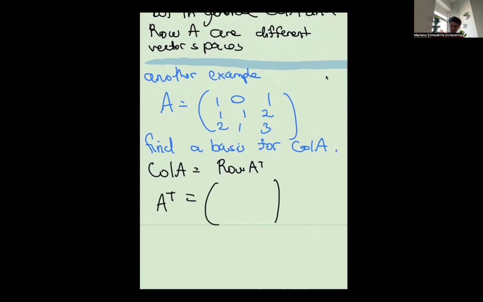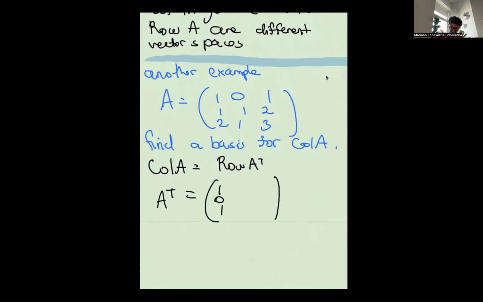Taking the transpose of the matrix just means turning the rows into columns. So the first row becomes 1, 0, 1. The second column becomes 1, 1, 2. And the third column becomes 2, 1, 3. So this becomes this, and this becomes this. Again, it's just turning rows into columns or columns into rows. It doesn't matter too much how you want to think about it.